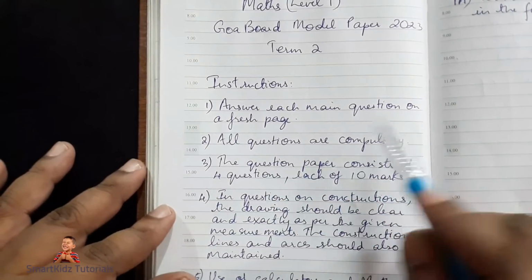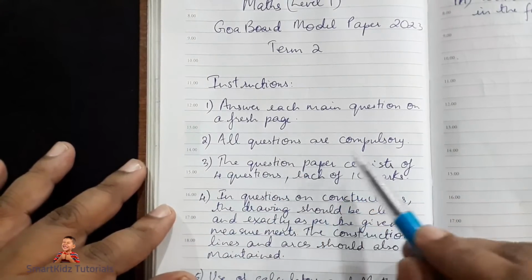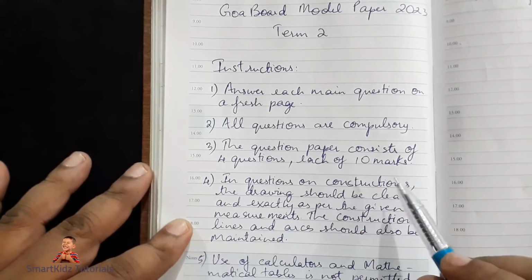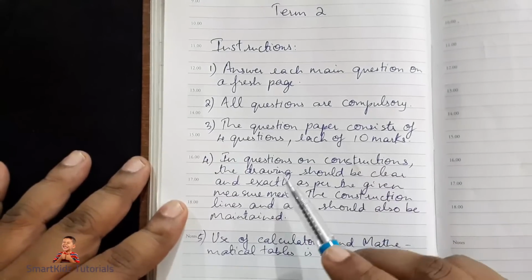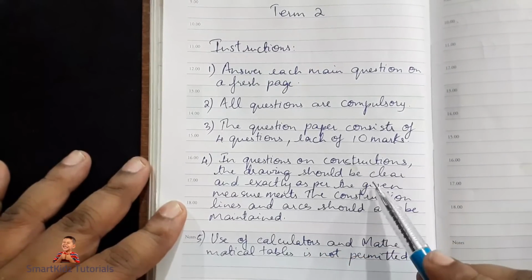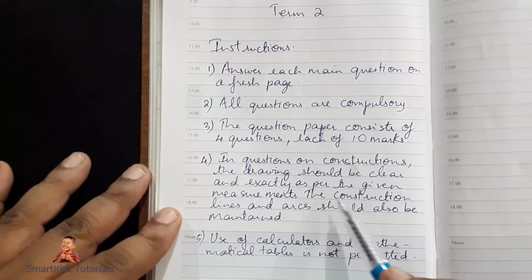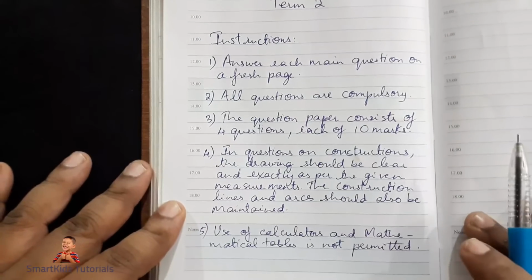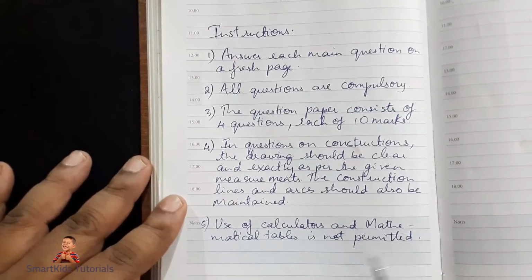Answer each main question on a fresh page. All questions are compulsory. The question paper consists of 4 questions, each of 10 marks. The questions on constructions: the drawing should be clear and exactly as per the given measurements. The construction lines and arcs should also be maintained. Use of calculators and mathematical tables is not permitted.